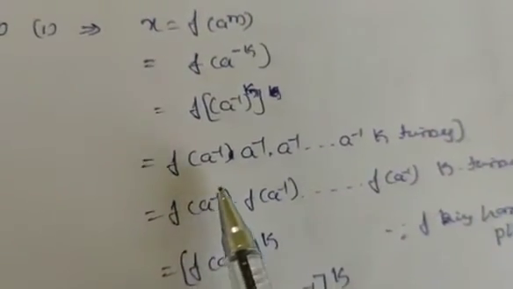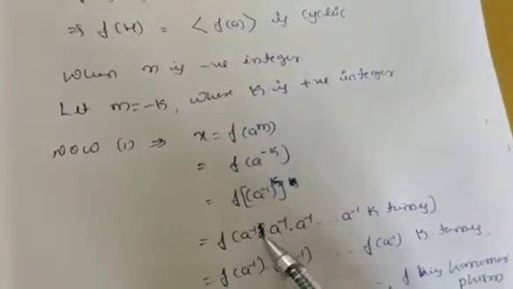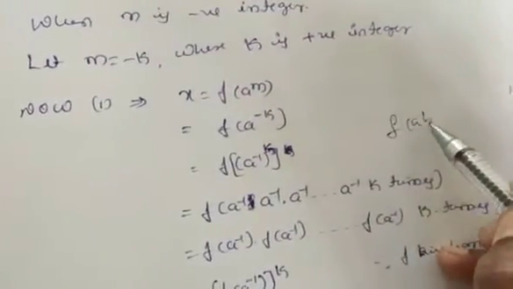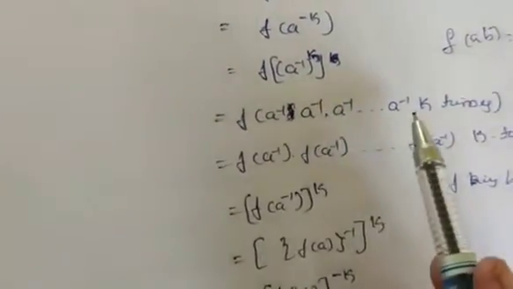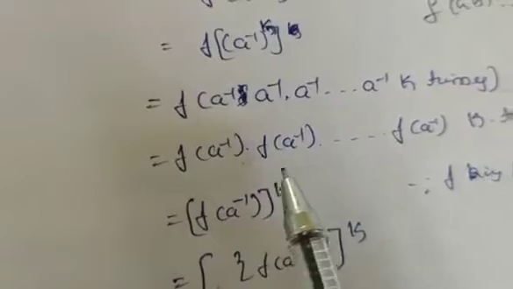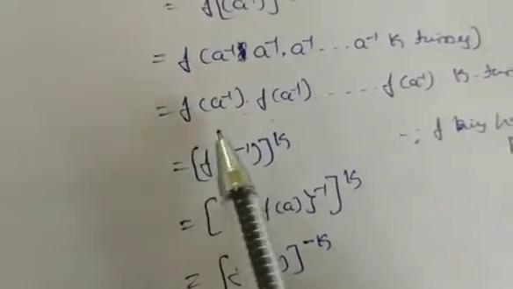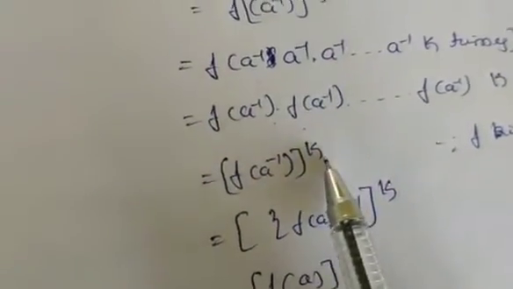Let us again apply the definition of homomorphism. We know f of a into b is equal to f of a into f of b. Here we have k times a inverse, so it is f of a inverse into f of a inverse into f of a inverse up to k times. So f of a inverse k times is f of a inverse whole raised to k.